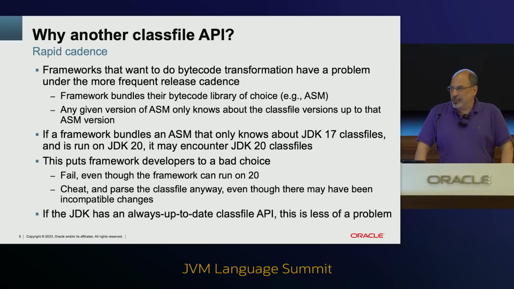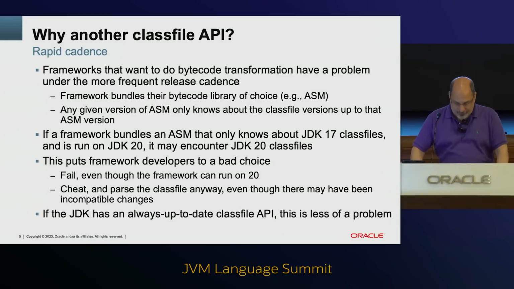Supposing you have a framework that does some bytecode processing, so you're going to pick a library like ASM or CGLib or ByteBuddy or whatever your favorite is, and you're going to bundle that with your application. But people might use your framework that was released, say, for JDK 17. They might run it on JDK 20, and that means it might be presented with JDK 20 class files, and this puts framework developers in kind of a bad choice.